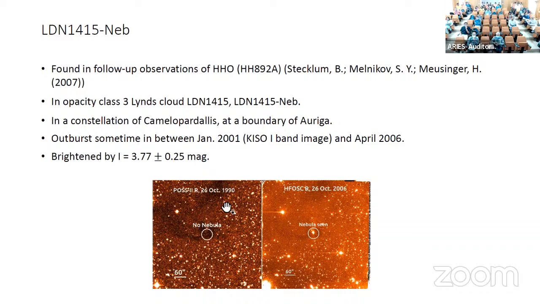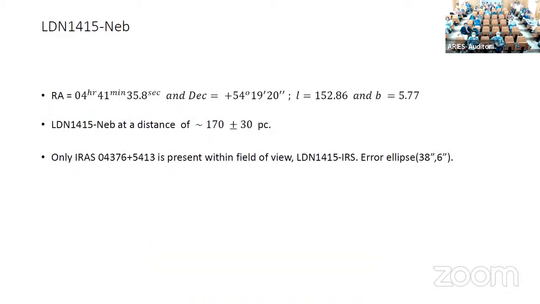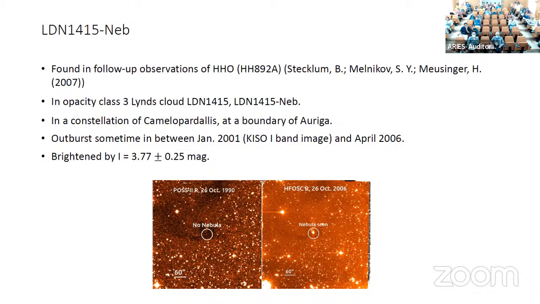As you can see, this is a POSS image from 1990. There is no such object here, but right here, this is an HFOSC image, not from the Stecklum image. Here we see a certain sort of nebula. This object was last observed in 2001 in a KISO I-band image, and then later in 2006. So it is expected that in that period this source went into outburst, with an uncertainty of almost 6 years. When the source was observed, it had brightened by almost 3.77 magnitudes in I-band with respect to the KISO I-band.